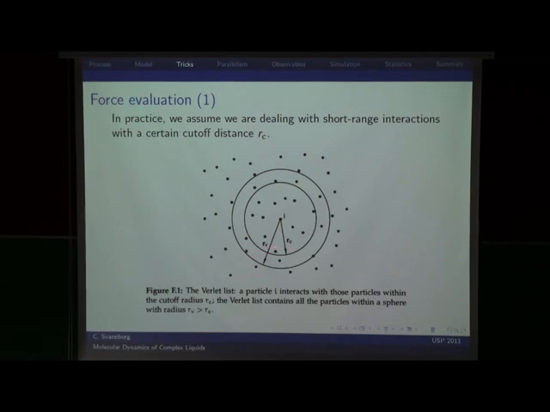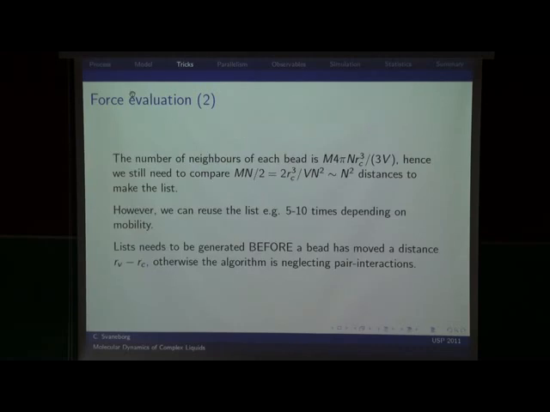And this also gives us a rule for updating. We have to update either with a certain frequency or at least so often that no particle has moved inside the interaction cutoff. Otherwise, the algorithm would be missing pair interactions, and we would be producing the wrong physics.